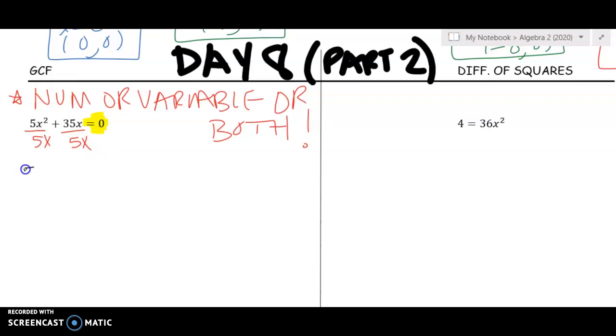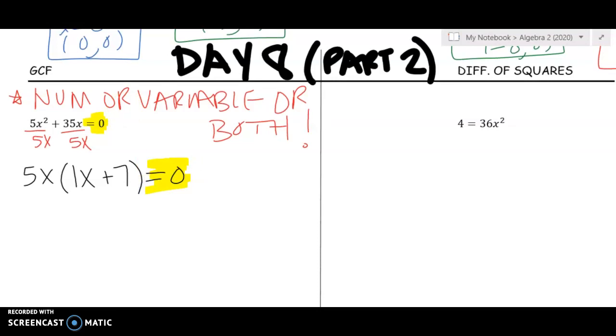So when I rewrite this, that 5x goes to the front. And let's figure out what we have left. 5 goes into 5 one time. I had 2 x's, but I took one away, so it leaves me with 1 left. Then 5 goes into 35 7 times. I had an x, but I pulled it out in the front, so there's none left. And then it equals 0. Again, equals 0 means I'm going to keep going. I'm going to solve this.